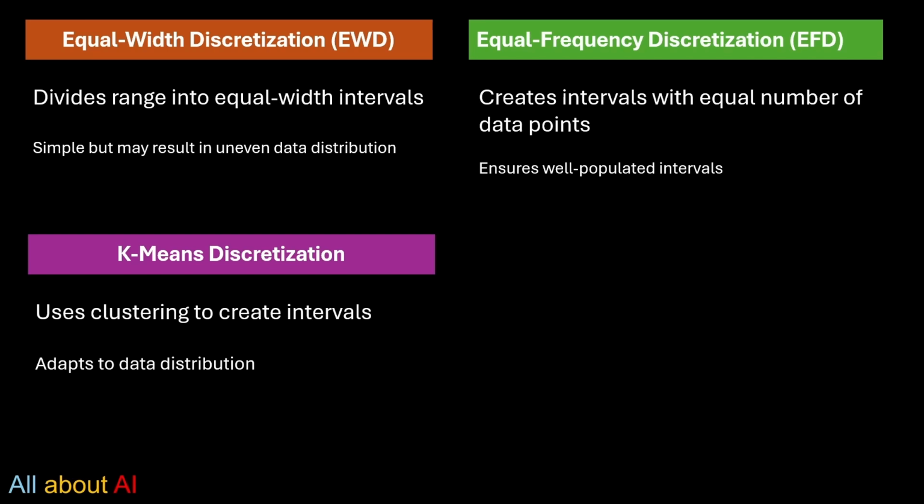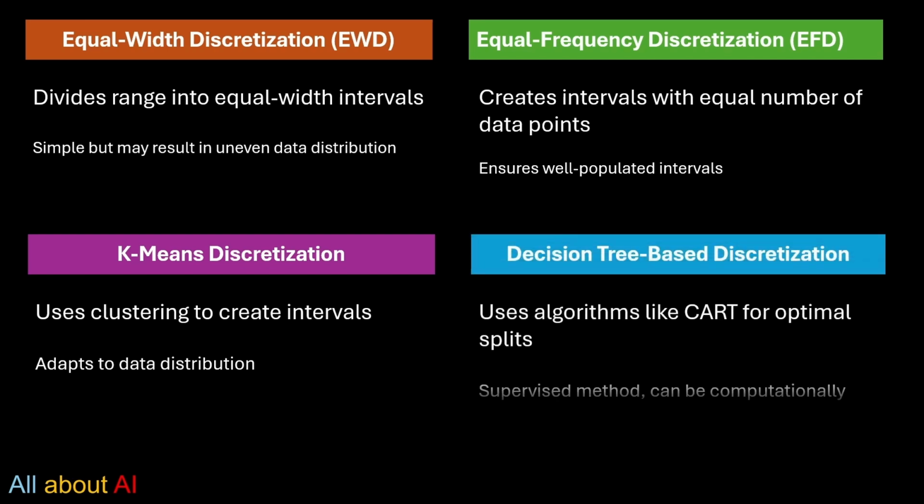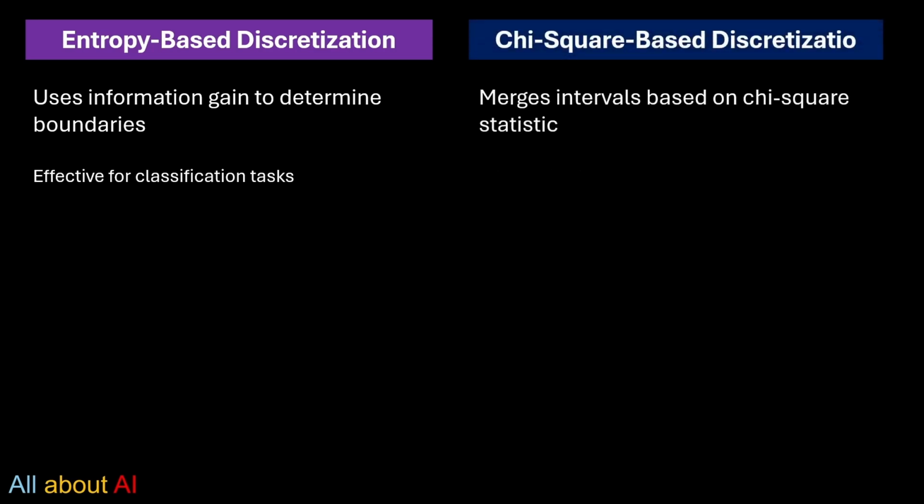K-means discretization uses clustering to create intervals. Decision tree based discretization uses algorithms like CART for splitting data optimally. Since this is a supervised method, it can be computationally quite expensive. Next, there is entropy-based discretization, which uses information gain to determine boundaries. Effective for classification tasks. Chi-square based discretization merges intervals based on the chi-square statistic.